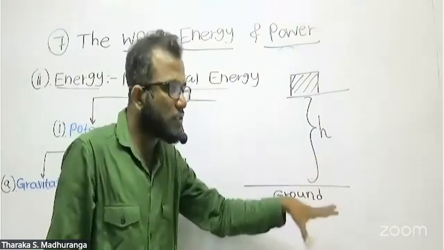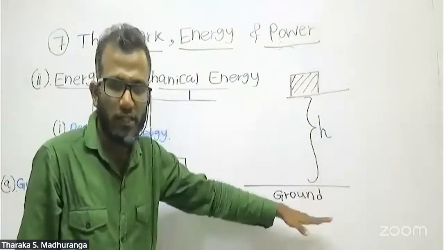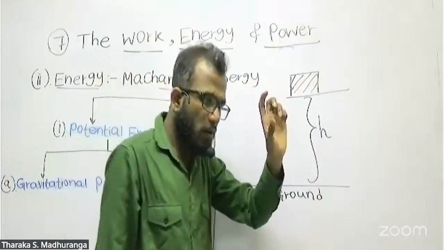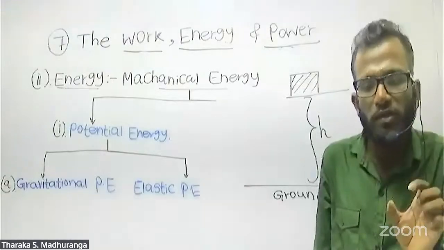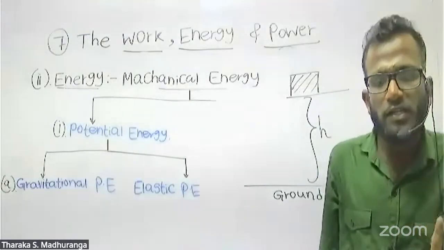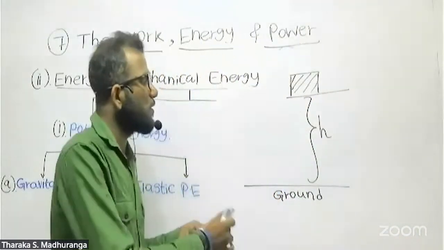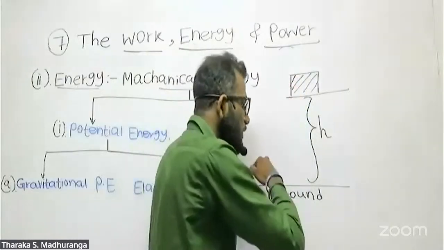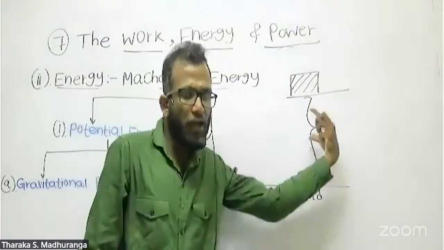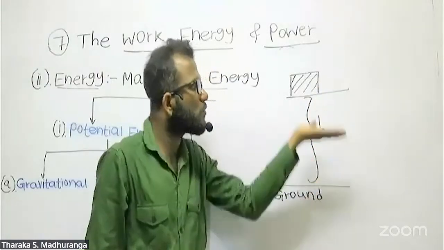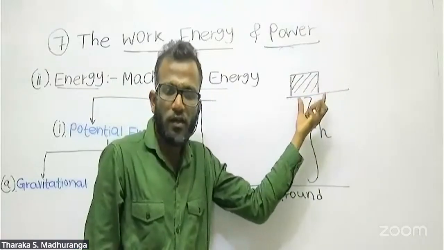Because of the gravity, due to the position of the object, the stored energy is called gravitational potential energy. Gravitational potential energy, what's the meaning? Relative to gravity, if there is any height from the ground level to the object, this object has stored gravitational potential energy.